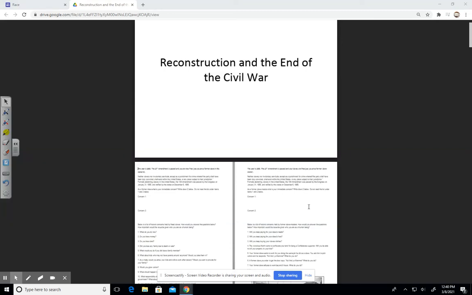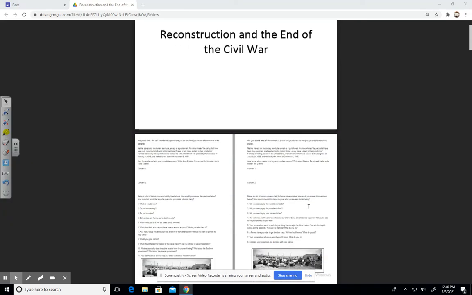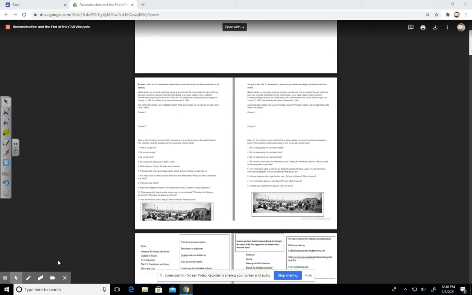Topic is Reconstruction and the end of the Civil War. So we're at the point where we're about to transition from slavery to segregation. So the first thing we want to do is take a look at this particular scenario sheet. So there will be two students. One student will complete this side, one student will complete this side.